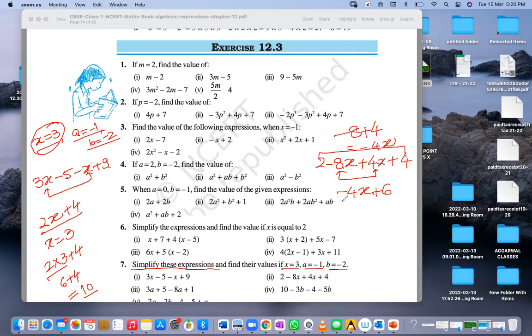And after this you got the answer now. After this you have to put x as 3 here to find the final answer. -4 into 3 plus 6. What is the answer, child? -12 plus 6. This is -6 is the answer. I do not think there is any doubt here.